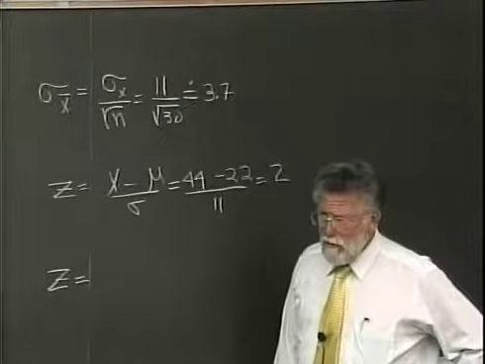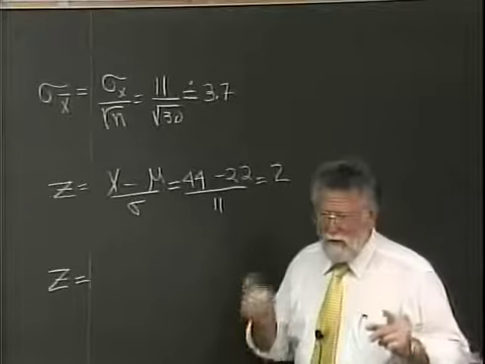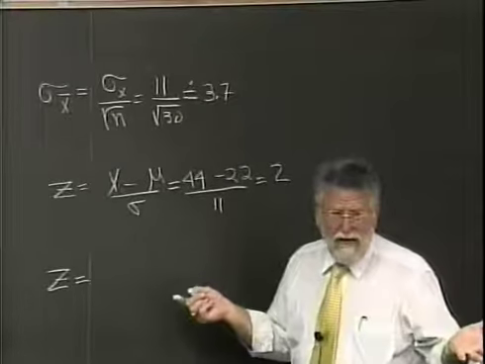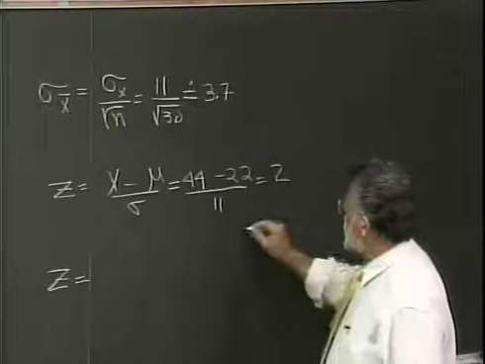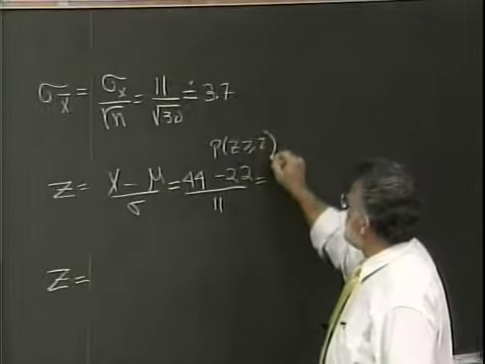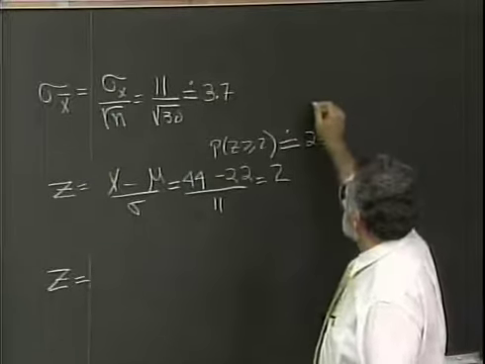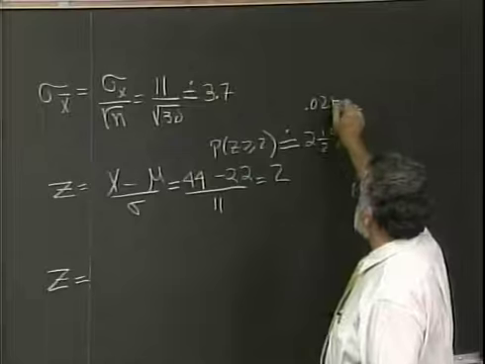2.5%. Empirical rule, the mean plus or minus 2 standard deviations, 95%, 5 in the tails, half that's 2.5%. So I could argue here that the probability that z is greater than or equal to 2 is about 2.5%, or that's 0.025.